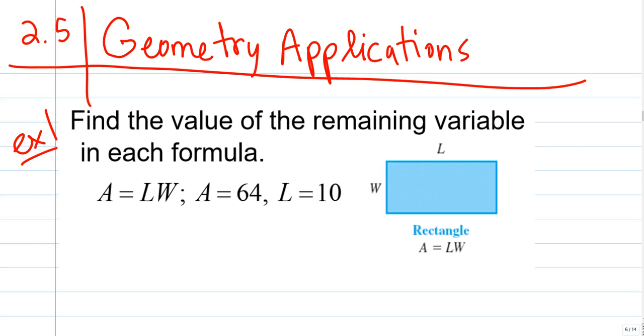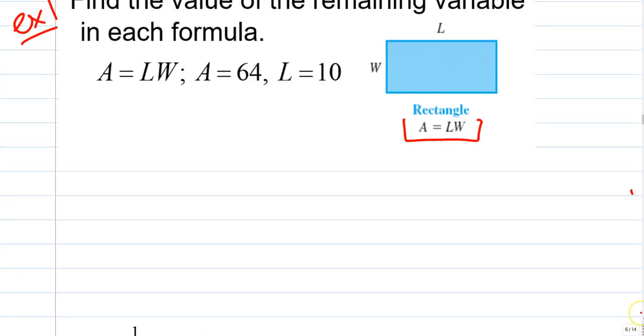So for section 2.5, we're going to look at geometry applications. And here's an easy one. If we have area, here's a linear equation, the area of a rectangle. They're going to give us some of these formulas, like right here, area is length times width. And then basically, they're going to want us to fill in the pieces.